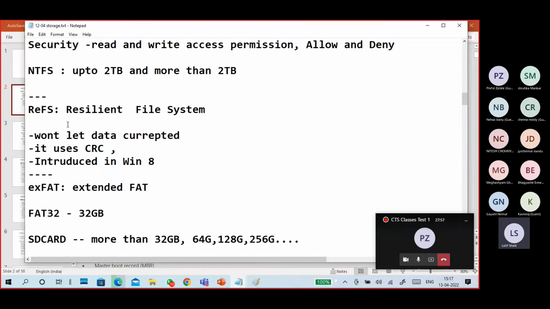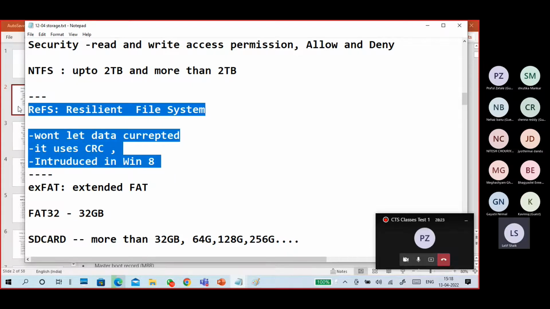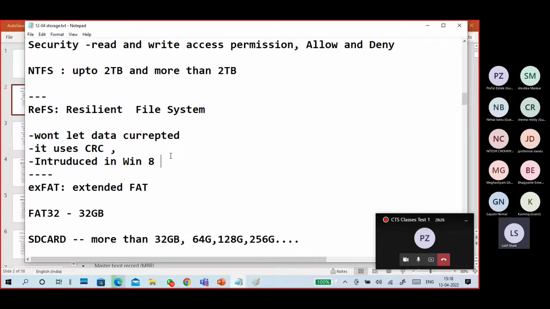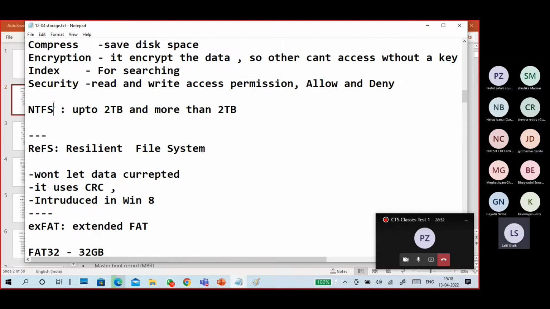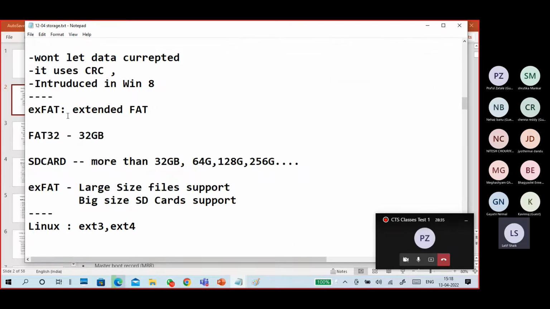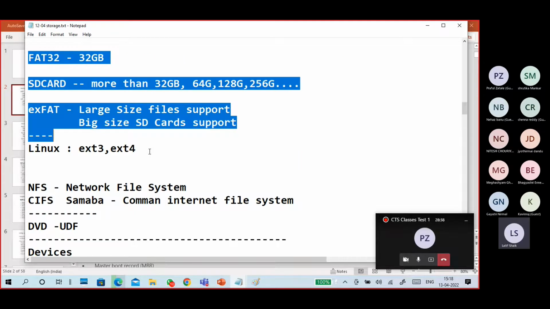Okay, and the next file system is the Resilient File System. ReFS won't let data get corrupted, so it will repair the data. If data is corrupted, it uses an algorithm called CRC, cyclic redundancy check, to verify whether the data is in good condition or corrupted. This is mainly used if you require resiliency of data, so then we use ReFS. But ReFS doesn't give NTFS features. exFAT is now only adjusted, so that's the thing.